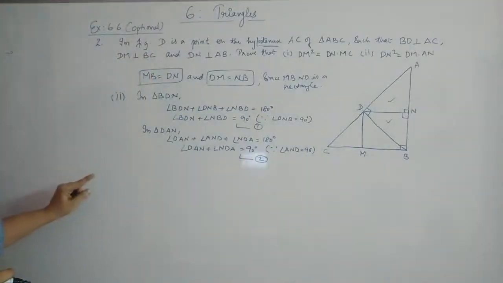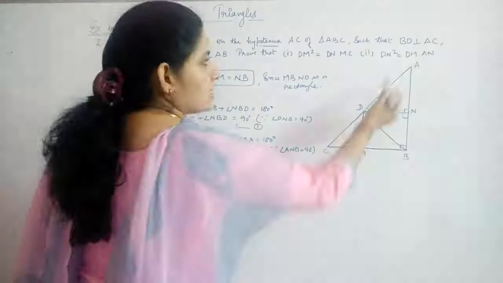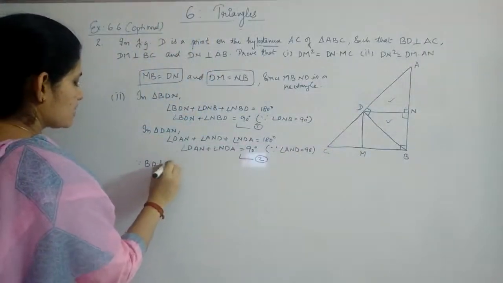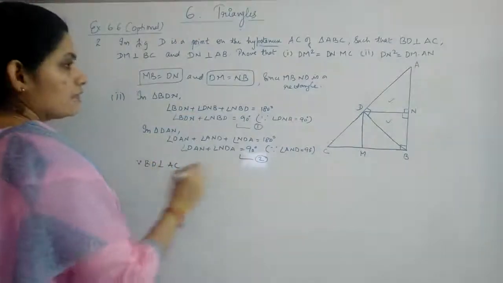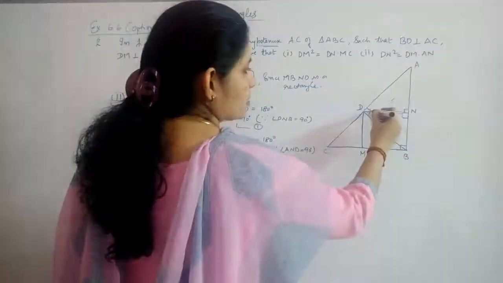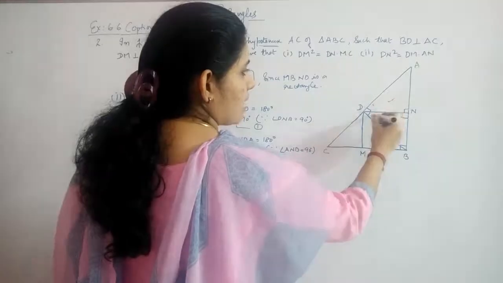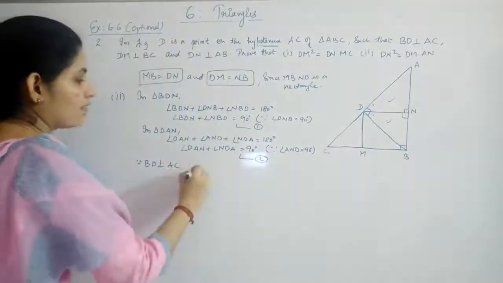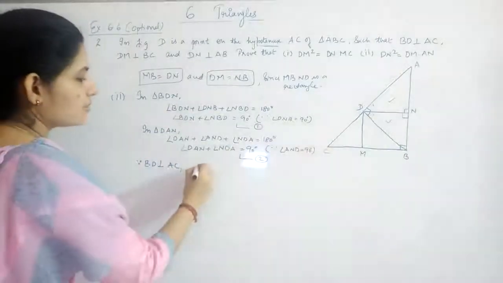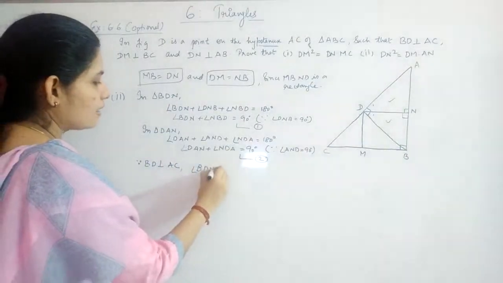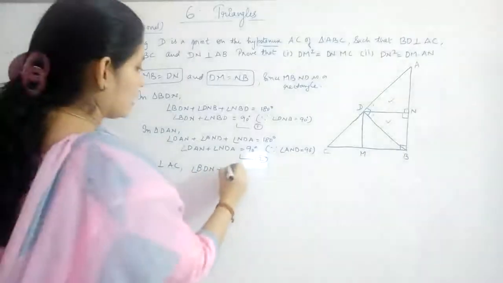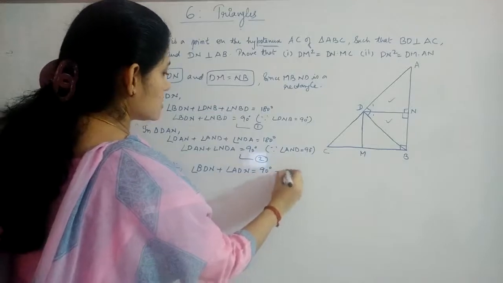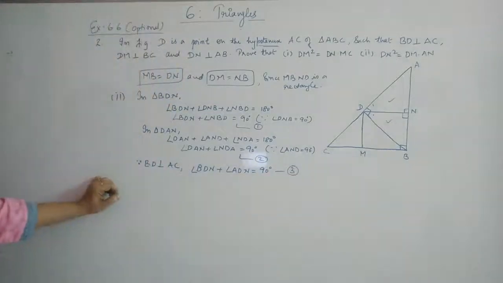Now the third concept which you are using is BD is perpendicular to AC. Since BD is perpendicular to AC, we will have this angle to be 90. That means the sum of this and this angles will give you 90 degree. Okay, we will have angle, which are the angles? BDN plus angle ADN will give you 90 degree. This is equation number 3. Okay.